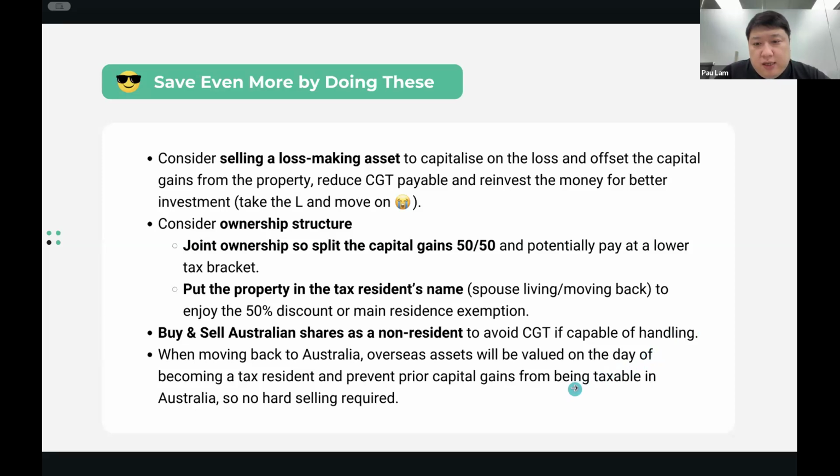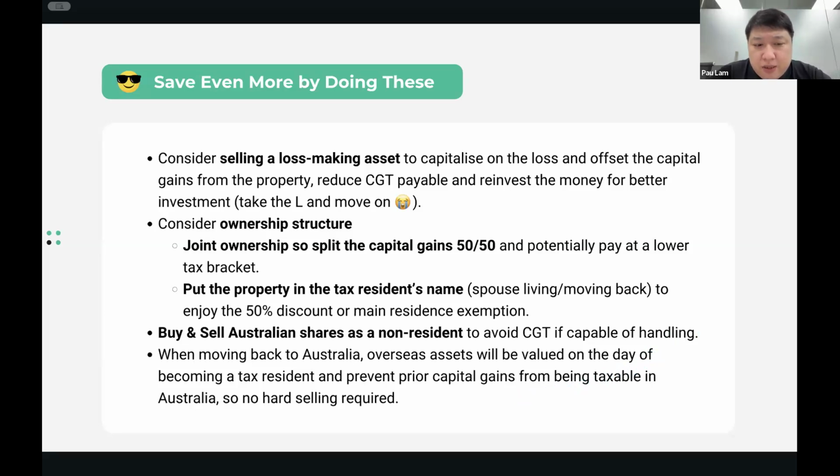Another one of the very common questions that I've been asked is, what happens to my overseas assets when I move back to Australia? Say I have a property overseas and now I'm going back to Australia. I want to keep the property because I don't know whether I'll be coming back, and that may be a scenario where I come back after a few years, and this is a property that I'm going to live in in the future.